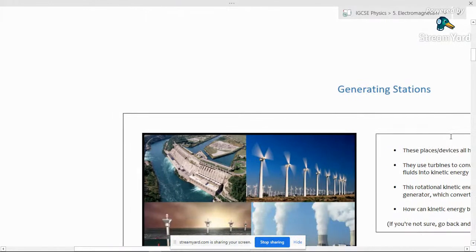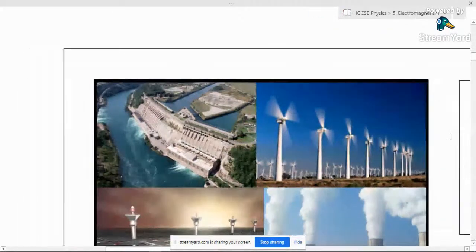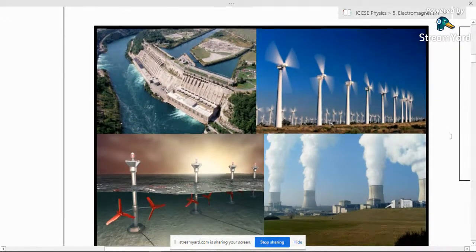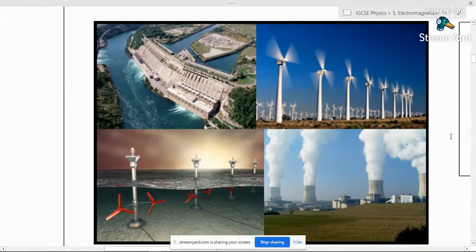And then we get to generating stations. If we're talking about AC generators, these are all generating stations. These are the places where the electricity that we use in our homes and our businesses is generated. We can see in the top left over here a hydroelectric dam. This uses the energy of the water stored up top as it falls down. They use that kinetic energy of the water to turn a turbine, which then turns a generator.